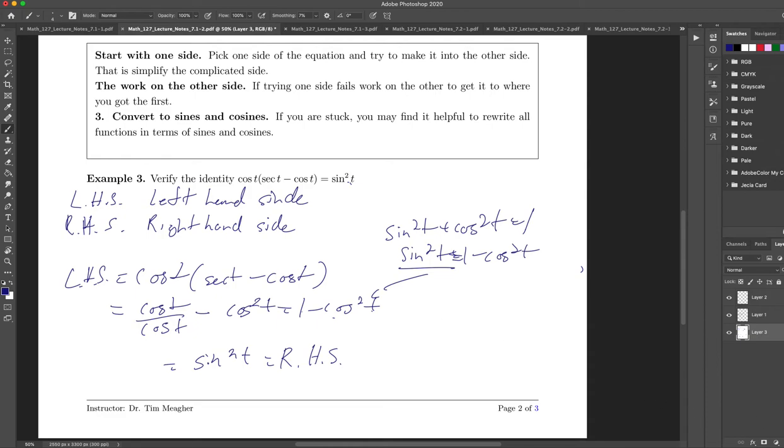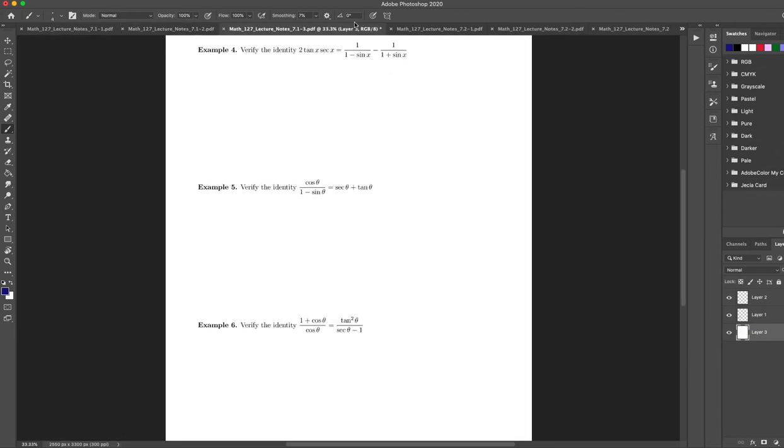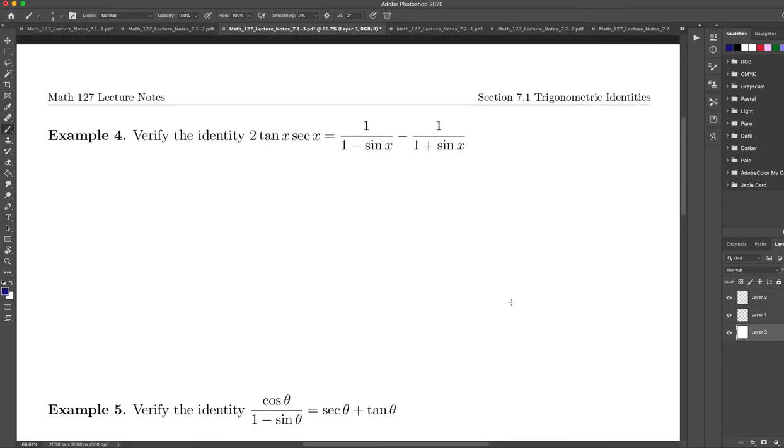Alright, so let's do a couple more and get you used to this. Alright, so let's zoom on in. Here I'm given two options to work with. I think the right-hand side in this case is more complicated, so I'm going to start there. So I'm going to start on the right-hand side. That's equal to, I'm going to leave myself space because I know what I want to do, 1 minus sine of x minus 1 plus sine of x.